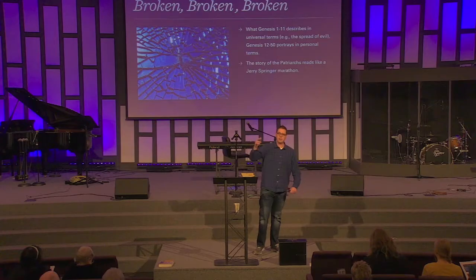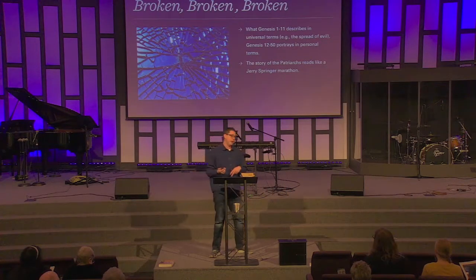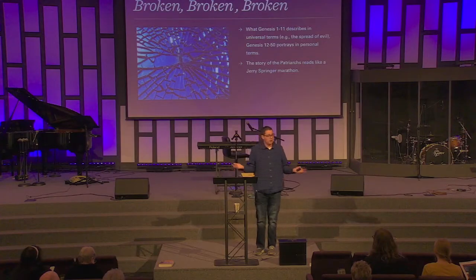And then they come back, and wait a minute, they have a kid, but they have two kids. Those two kids get in a fight. Those two kids both have multiple wives. There's favorite wives. There's favorite kids. Then they want to kill the favorite. I mean, this is literally what it is. This is the story of Genesis 12 through 50.